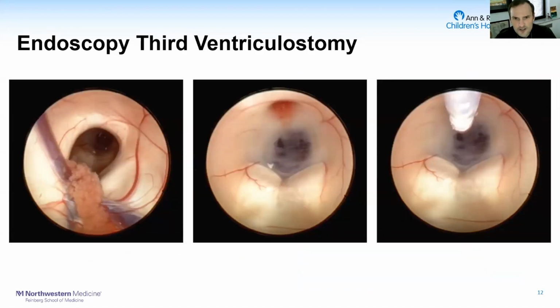So here are some endoscopic still photos of the approach to a run-of-the-mill ETV. And we'll start on the left. On the left side, this is what it looks like when you're in the ventricle. When you enter the ventricle with the endoscope, this is what you want to look for. And this is the foramen of Monro.